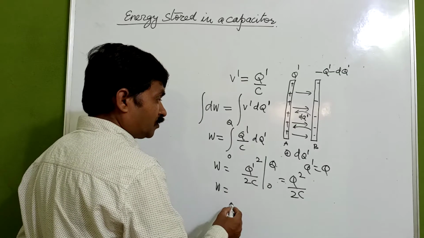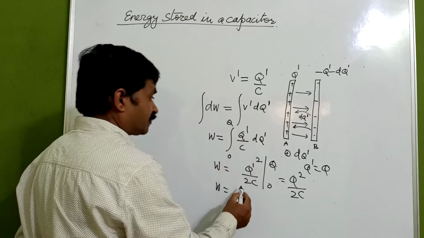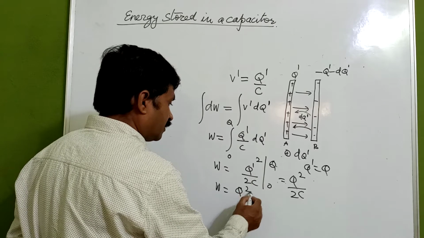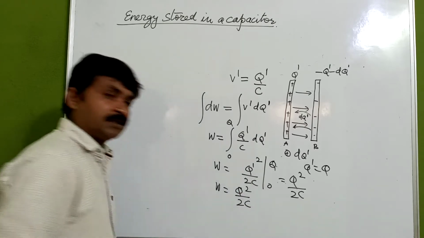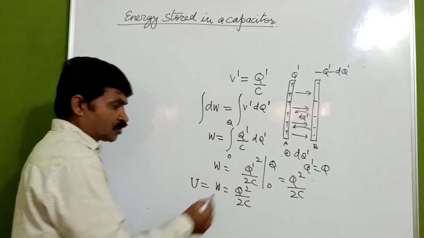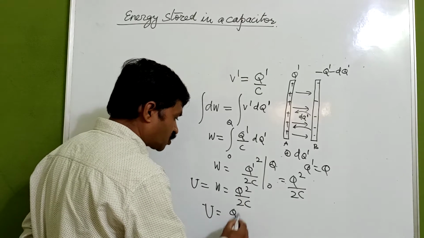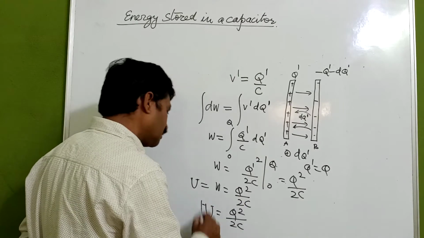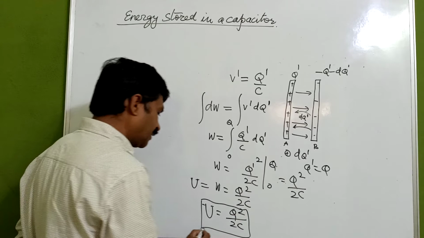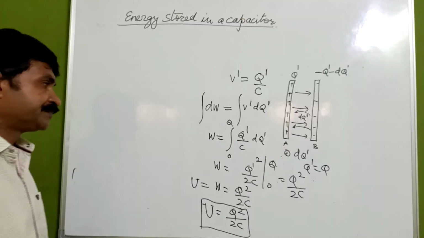Work done is equal to what we are getting, Q dash Q square upon 2C. Now work done is what? Stored energy. So we can put U. Q square is equal to... So finally, the energy we are getting is Q square upon 2C. This is the energy which we are getting. U is equal to Q square upon 2C.